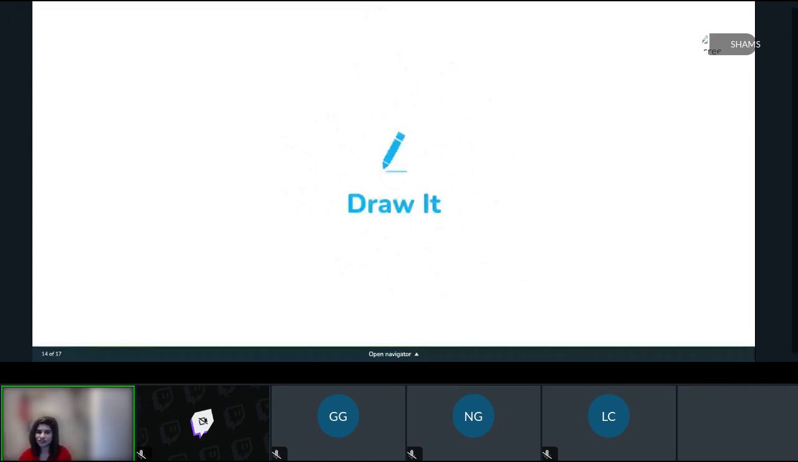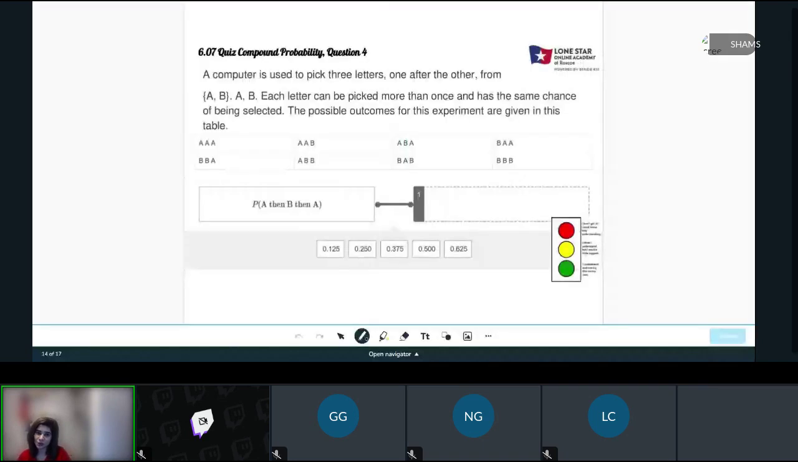So here, a computer is used to pick 3 letters, one after the other, from A, B. Each letter can be picked more than once and has the same chance of being selected. The possible outcomes for the experiment are given. The total outcomes given in the table are 2, 4, 6, 8. There are 8 total outcomes.